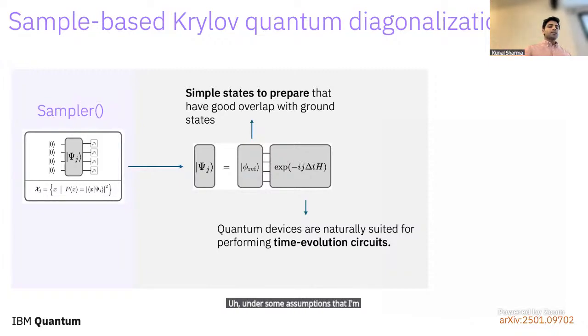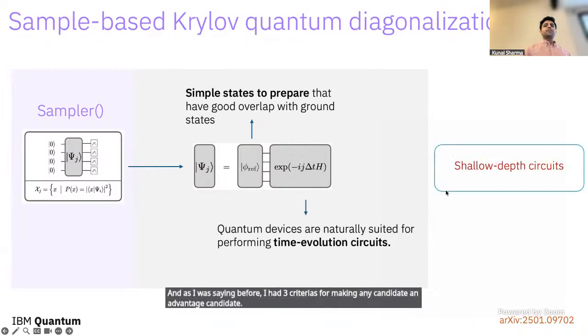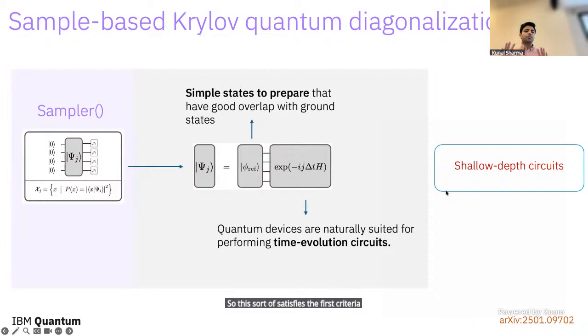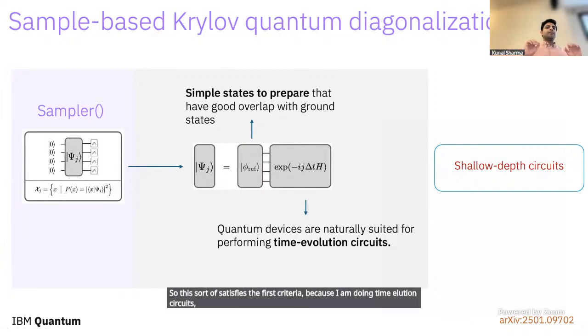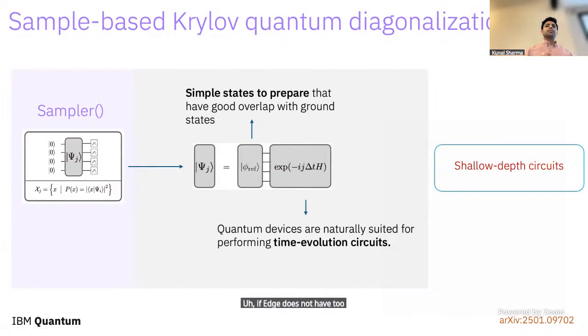So all I'm saying now, you have these states where you start from the phi reference state, you apply time evolution circuits. And as I was saying before, I had 3 criteria for making any candidate an advantage candidate. So this satisfies the first criterion because I'm doing time evolution circuits. If H does not have too many terms, then it would lead to shallow depth circuits for my experiments.